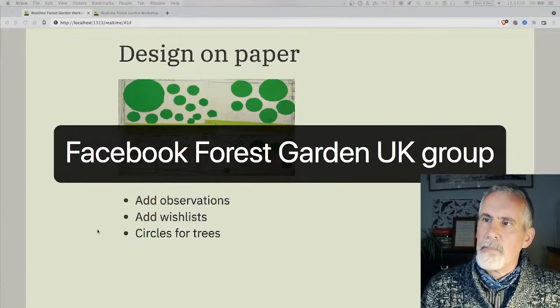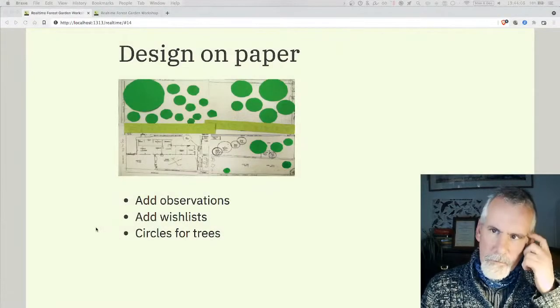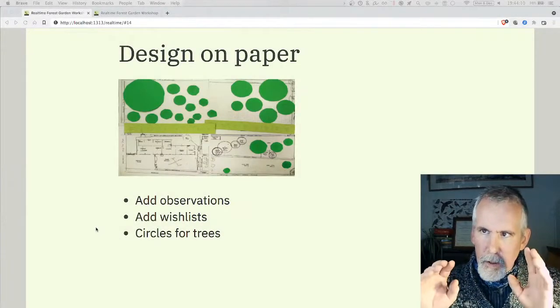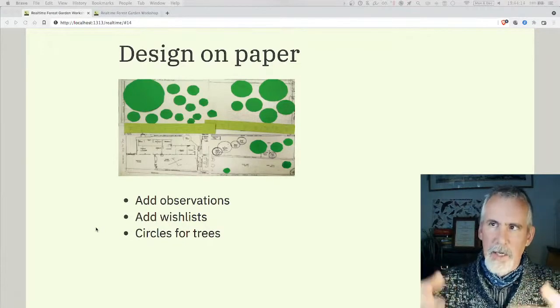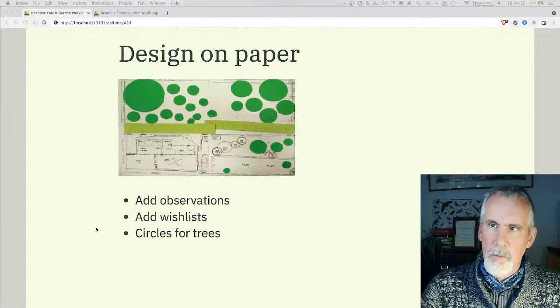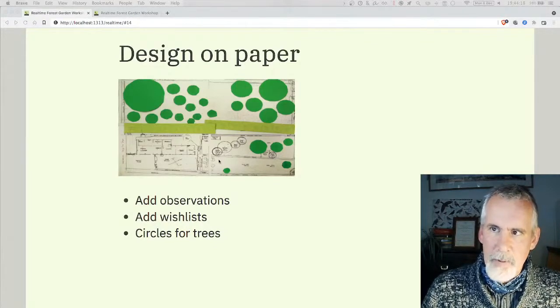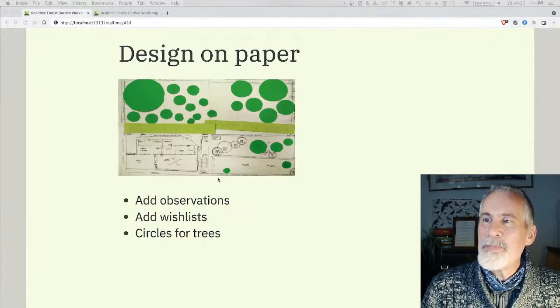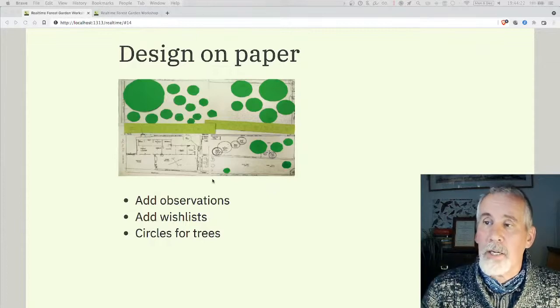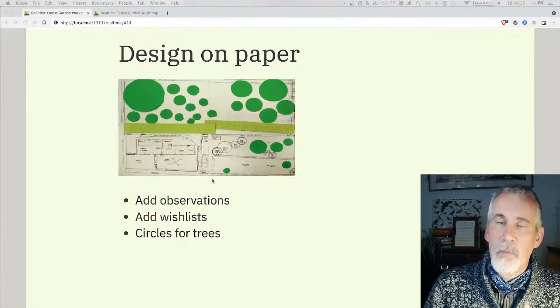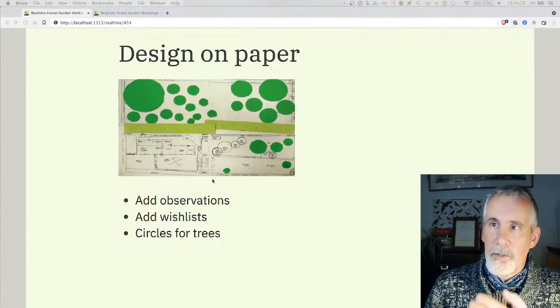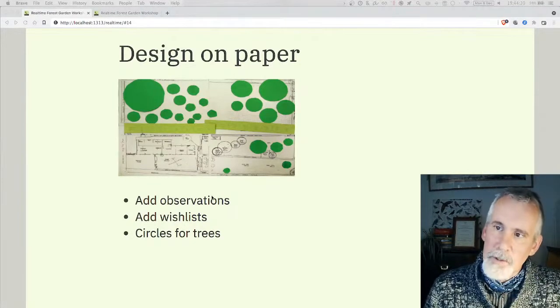But anyway, if you do want to do it yourself, it's a good process to go through anyway. It gets you thinking about what is possible. This is my friend Dan's paper plan here, and I ended up designing his garden with him. But this is what he started out with. I think it's really good to do it because it gets you thinking. So you add your observations.